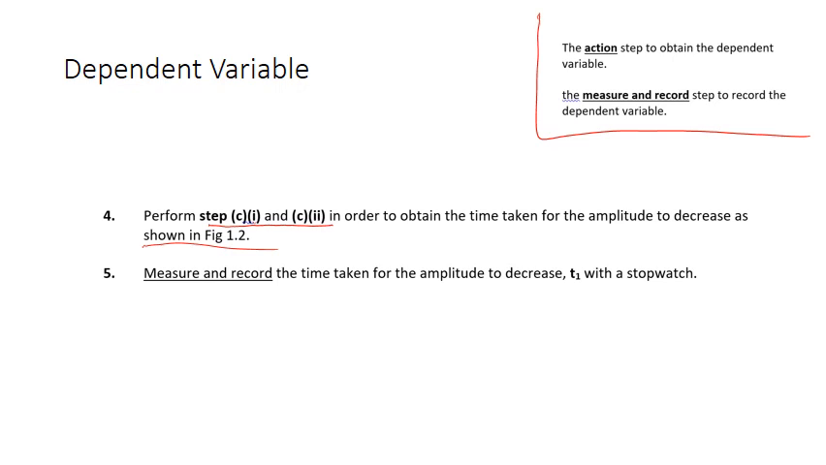Okay, but you still, however, in step 5, you still need to mention the measure and record step. So you're going to say that you measure and record the time taken for the amplitude to decrease, and this is the first time you get the dependent variable. This will be T1, and what is the instrument you're using.